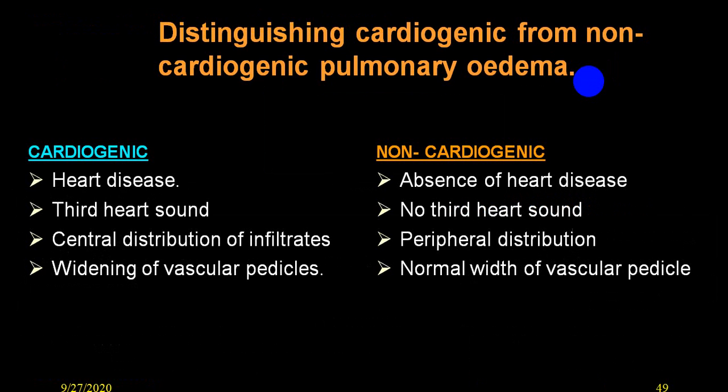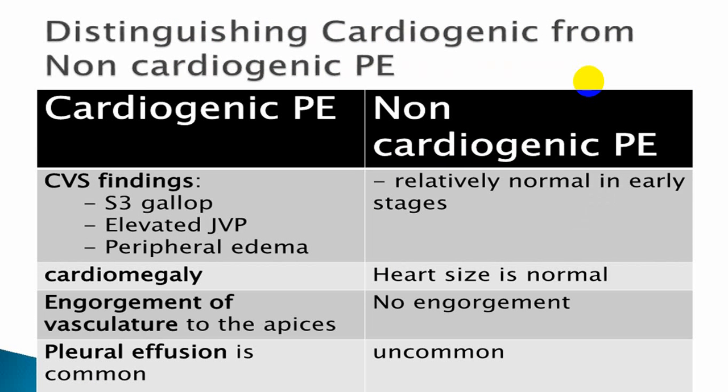So this difference we have already discussed, which is what we discussed in the previous slide. Again, if there is cardiomegaly, S3 gallop, elevated JVP, curly A lines, curly B lines, pleural effusion, it goes in favor of cardiogenic. While with absence of S3, absence of elevated JVP, lack of peripheral edema, normal cardiac size, normal JVP, no curly A lines, no curly B lines, usually pleural effusion is absent.